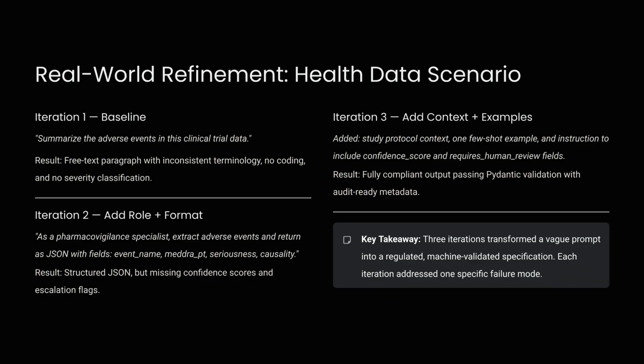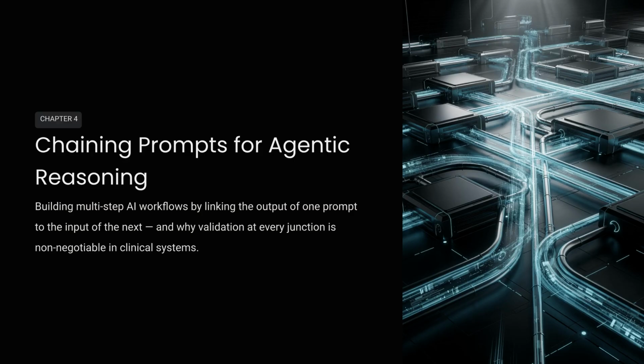A real-world scenario shows refinement in action, starting with a vague baseline prompt, adding a role and format in iteration 2, and finally adding context and examples in iteration 3 transforms the output into a fully compliant, audit-ready specification. Chapter 4 introduces chaining prompts for agentic reasoning.